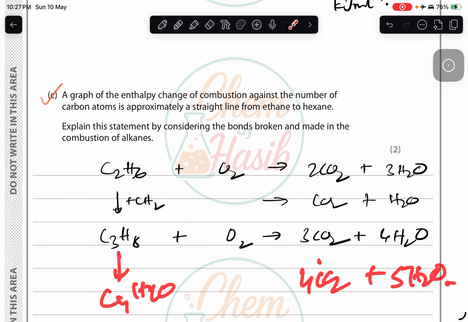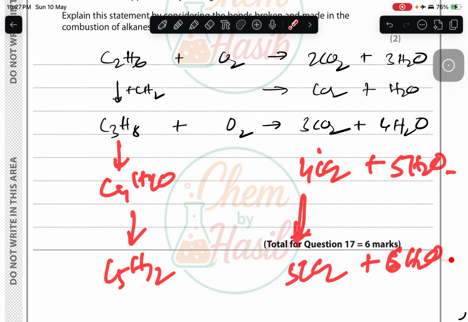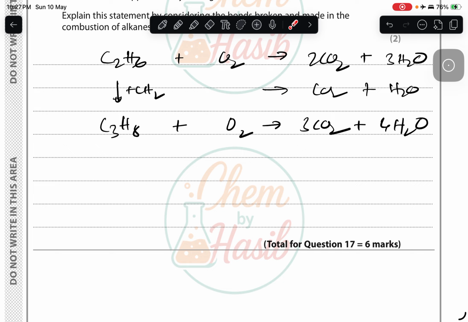If you move to carbon number 5, there will also be an increase in 1 carbon dioxide and 1 water, right? So every time, the number of bonds being broken and being made are the same. Since it increases by CH2, the number of bonds broken, let me write the answer for you.